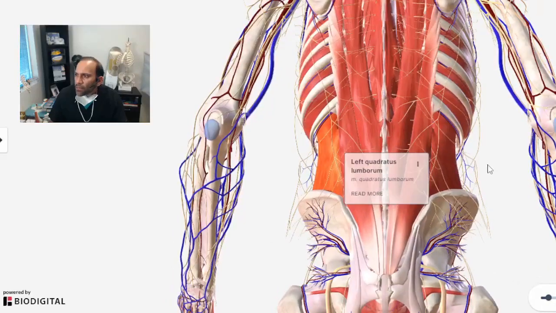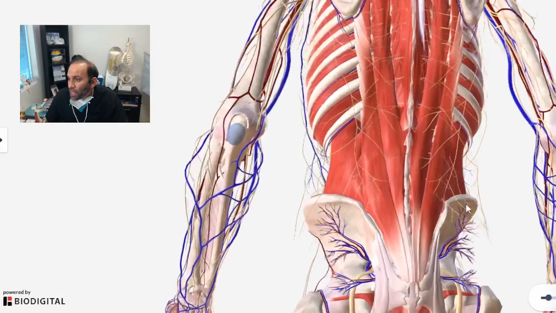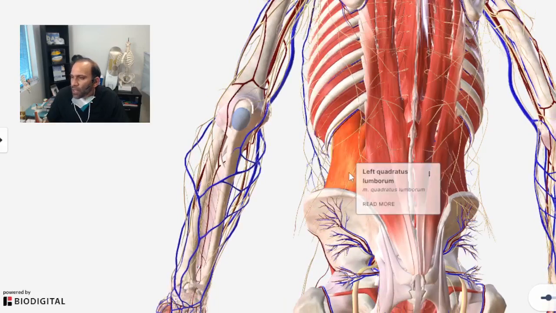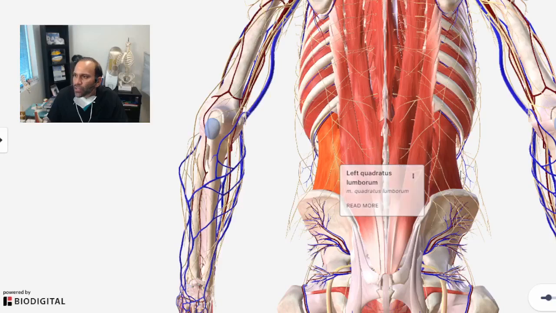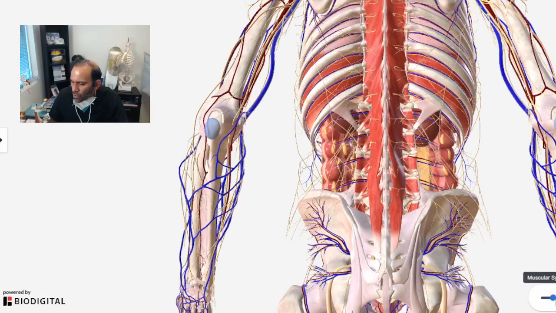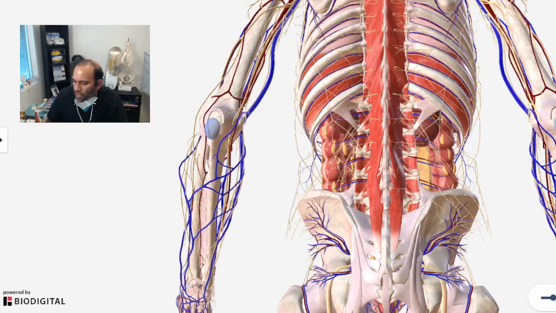Now, a lot of times, these poor muscles get demonized when it comes to back pain, and people say, hey, my QL is tight, my QL is tight. And sometimes it is, but oftentimes this muscle feels tight because, again, it's reacting to the other stuff that's going on inside the low back.